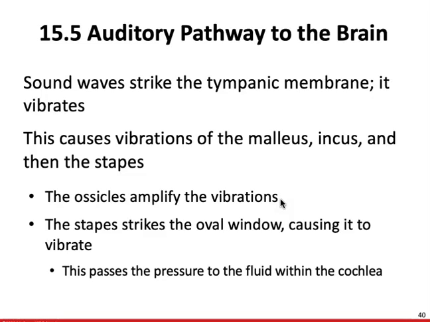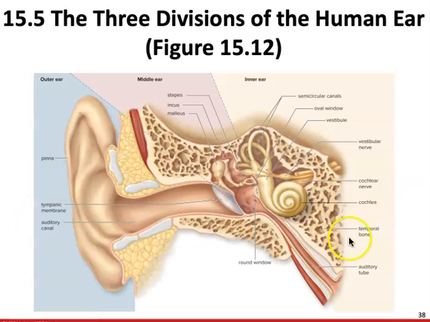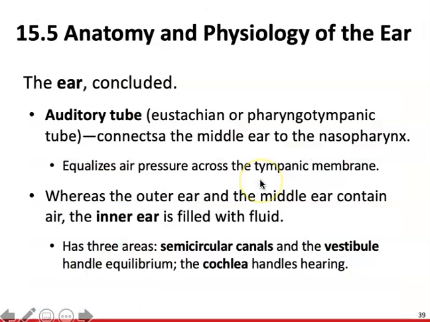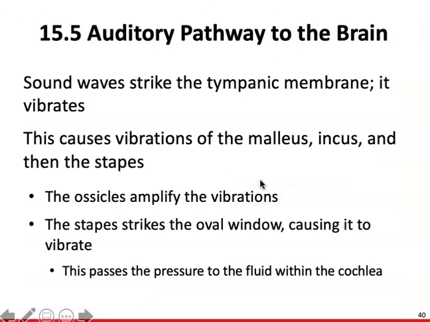So the basic point of those ossicles is to amplify that sound vibration. We are taking the vibrations from this very large tympanic membrane, and we are amplifying and transferring them to a very, very small oval window. This allows us to amplify those vibrations. When we strike against that oval window, it causes that oval window to vibrate, and that passes the pressure on to the fluid within the cochlea.